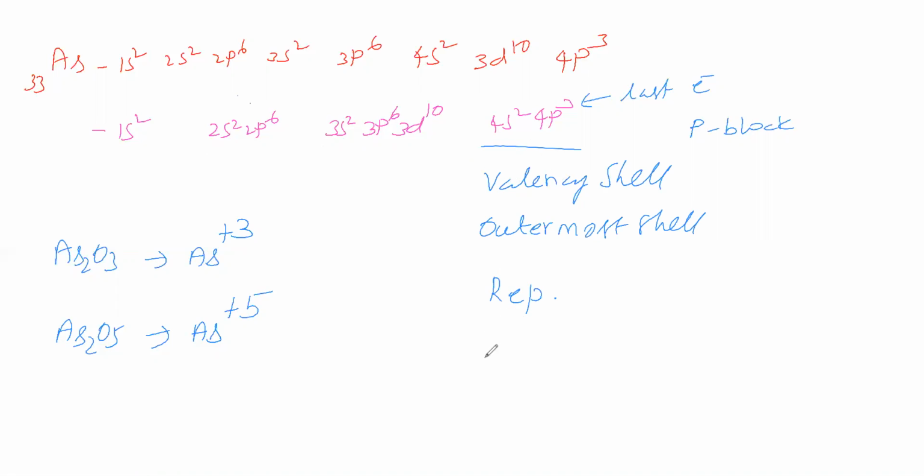For the general electronic configuration, we take the outermost shell principal quantum number as n, then write the subshells in the outermost shell and the electrons. So arsenic comes under the general valence shell configuration ns2 np3. Arsenic is a p block element because the last electron goes to the p orbital. Arsenic is a representative element because its valence shell configuration and outermost shell configuration are equal, and the valence shell contains fewer than 8 electrons.